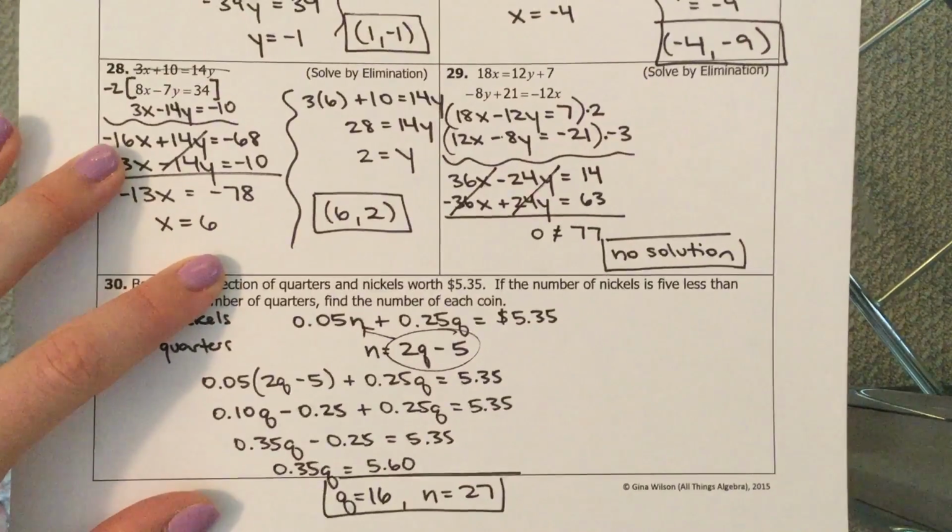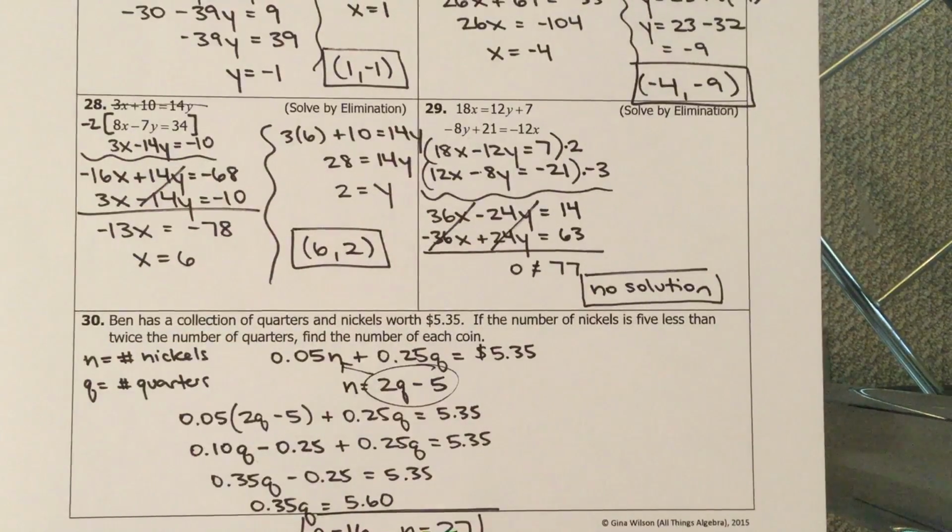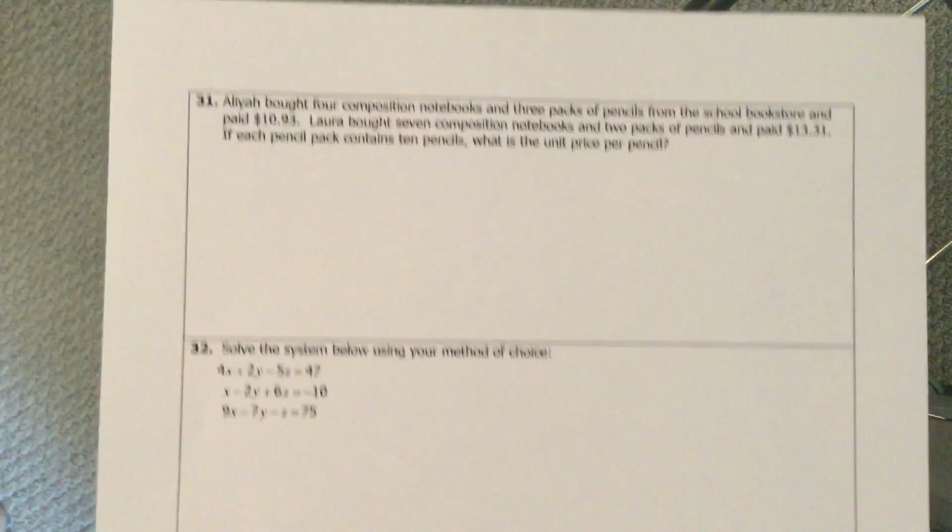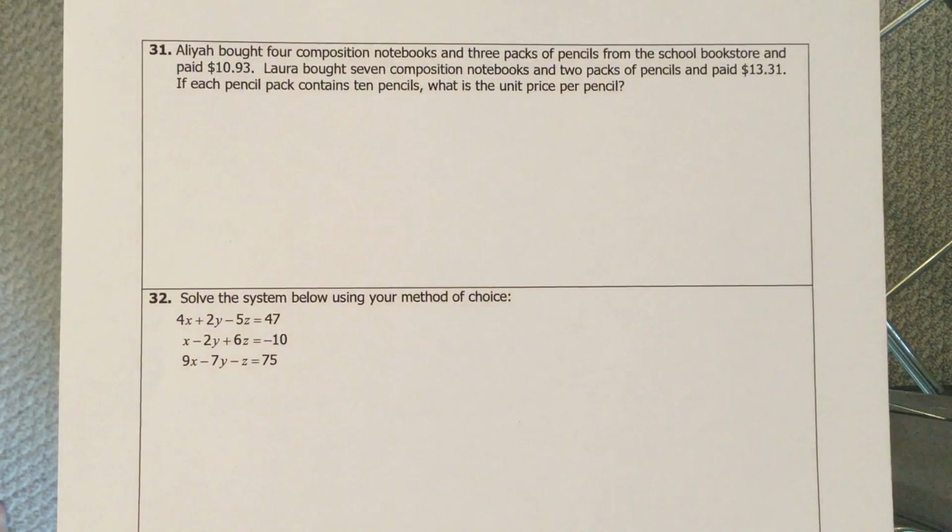There we go. All right, next sheet, we've got a couple more applications. So on to number 31. Aaliyah bought 4 composition notebooks and 3 packs of pencils from the school bookstore, and paid $10.93. Laura bought 7 composition notebooks and 2 packs of pencils and paid $13.31. Each pencil pack contains 10 pencils. What is the unit price per pencil?